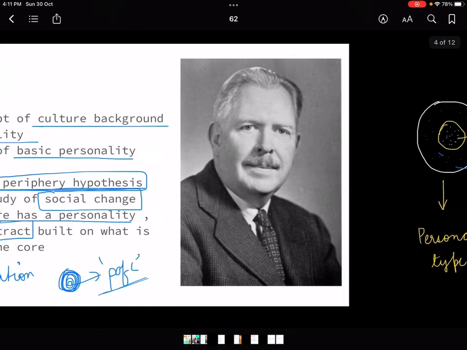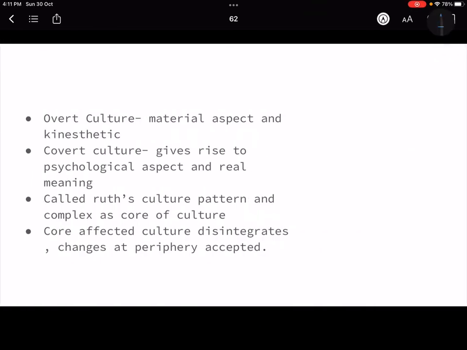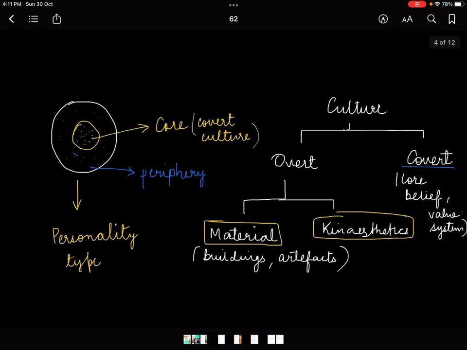Theek hai? Right. So now how it is concerned with social change also, I'll tell you. See, for example, if you have to bring any change at the periphery, you will be able to bring that change very easily, because at the periphery people are not emotionally very attached to it. So if you have to change anything, you can change it very easily, right?